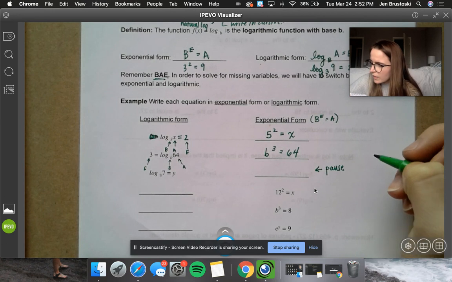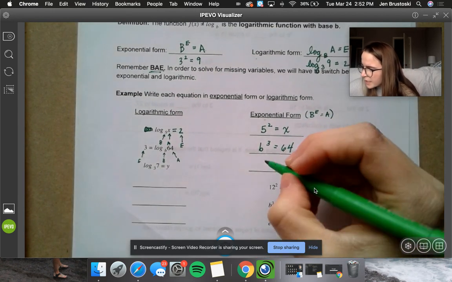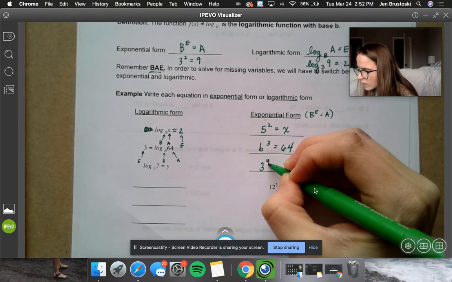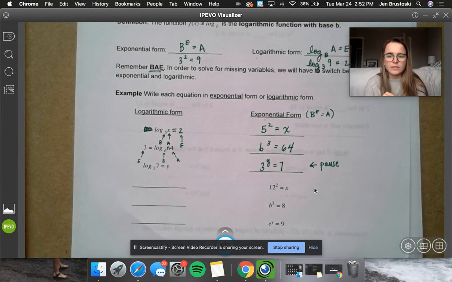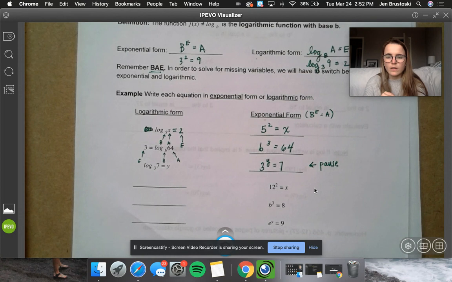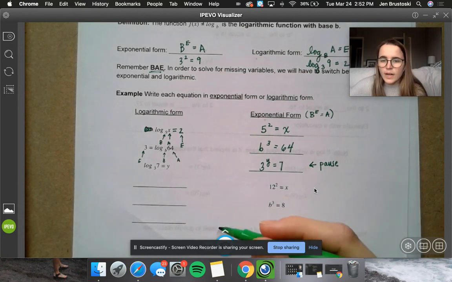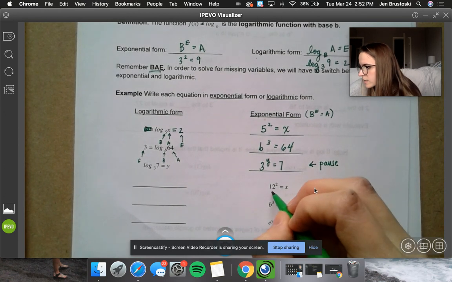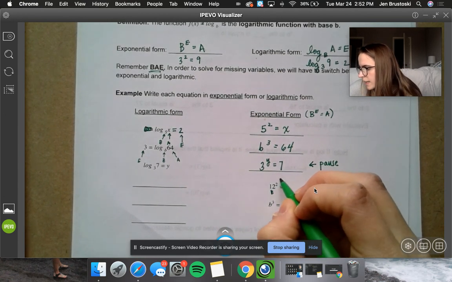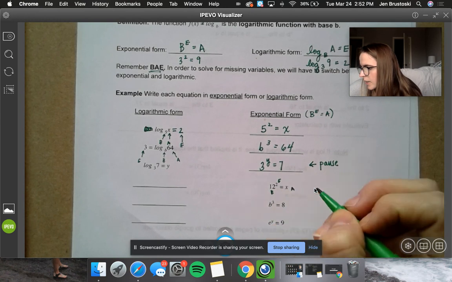So what we end up with is our base is 3, our exponent is y, and our answer is 7. So we get 3 to the y equals 7. All right, moving back the other way, we've got 12 squared equals x. So here's our base, our exponent, and our answer, and we just have to put it into log form.